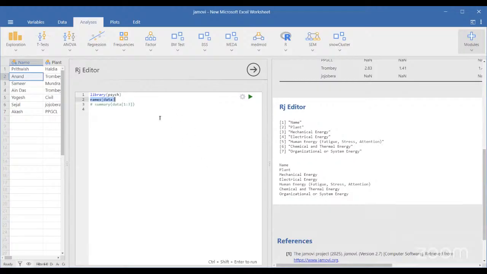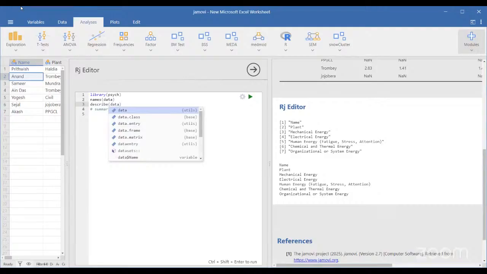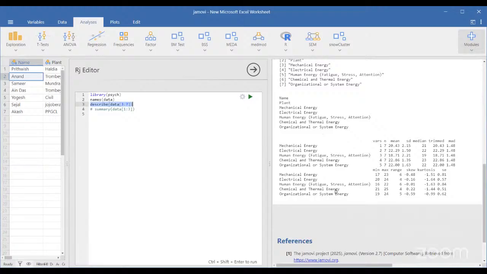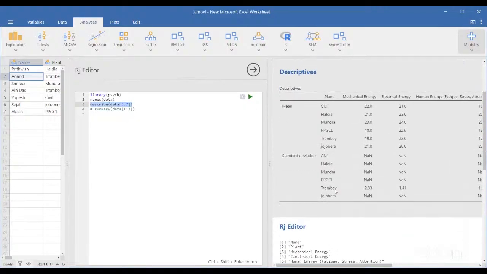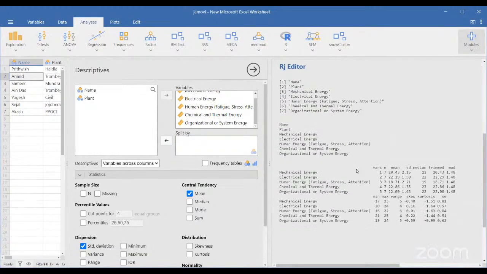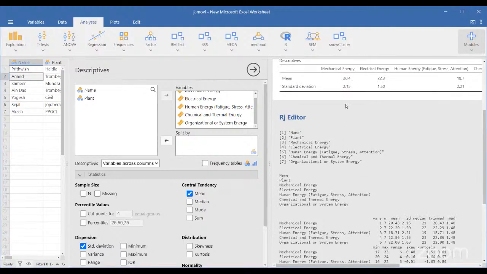Here you can find out the position. That is 3, 4, 5, 6, 7. 3 to 7. Now you write down describe data, box bracket 3:7, box bracket close. You run. Go below. The same thing is coming, 2.15, 1.50. Jamovi was showing the same thing.